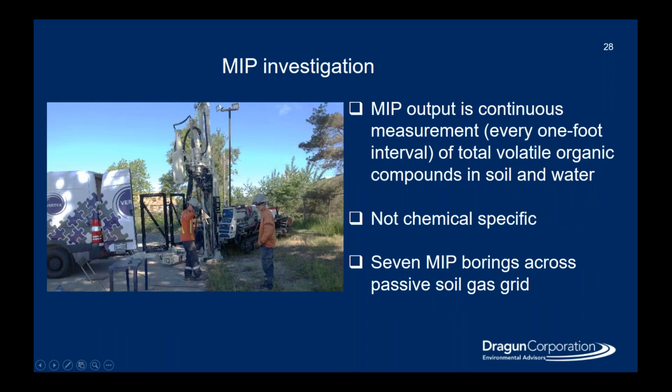So as I mentioned before, the MIP provides us a continuous measurement of volatile impacts within the borehole. Unfortunately, it's not chemical specific, but it does give us a good idea of where the hot zones are vertically. So we did 7 vertical borings across this hot spot to try and figure out where vertically the contaminants were.